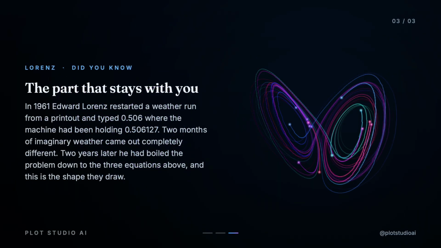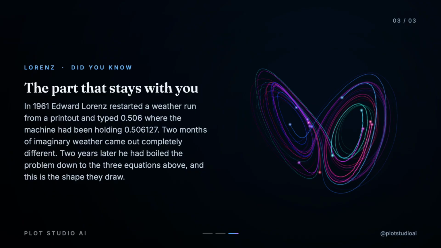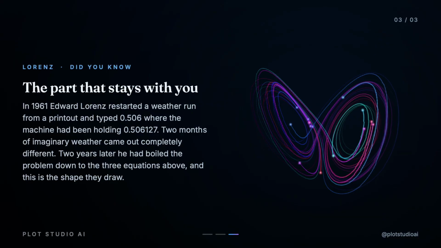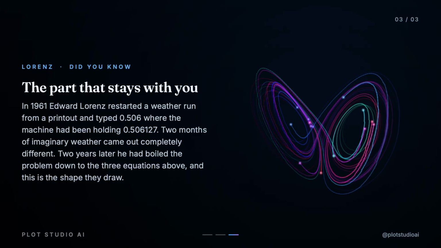In 1961, Edward Lorenz restarted a weather run from a printout and typed 0.506, where the machine had been holding 0.506127. 2 months of imaginary weather came out completely different. 2 years later, he had boiled the problem down to the 3 equations above, and this is the shape they draw.